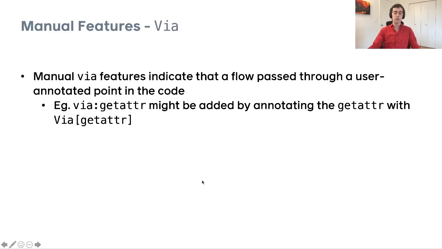So via features can also be added manually, and they're one of the features that you most often want to add manually. Those manual via features indicate that data passed through whatever point in code that you annotate. So for example, I might want to add a via getAttribute feature, which would annotate the getAttribute function and say that data went through it.